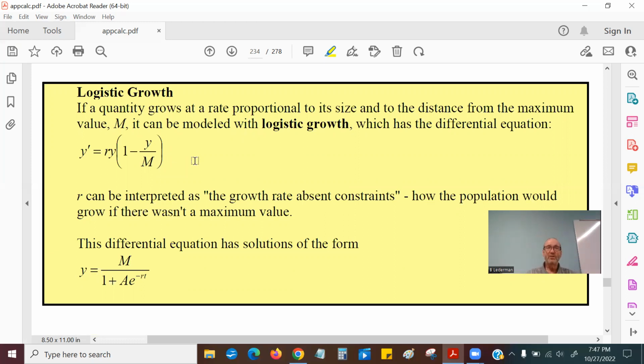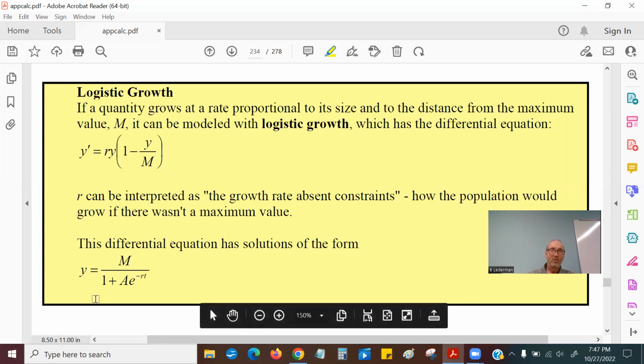So all these equations are a little bit similar. The first one was the simplest one, y prime equals ry, and they changed. But anyway, that's the differential equation. Now the solution to the differential equation is y equals m over 1 plus a e to the negative rt. Let's bear this in mind.